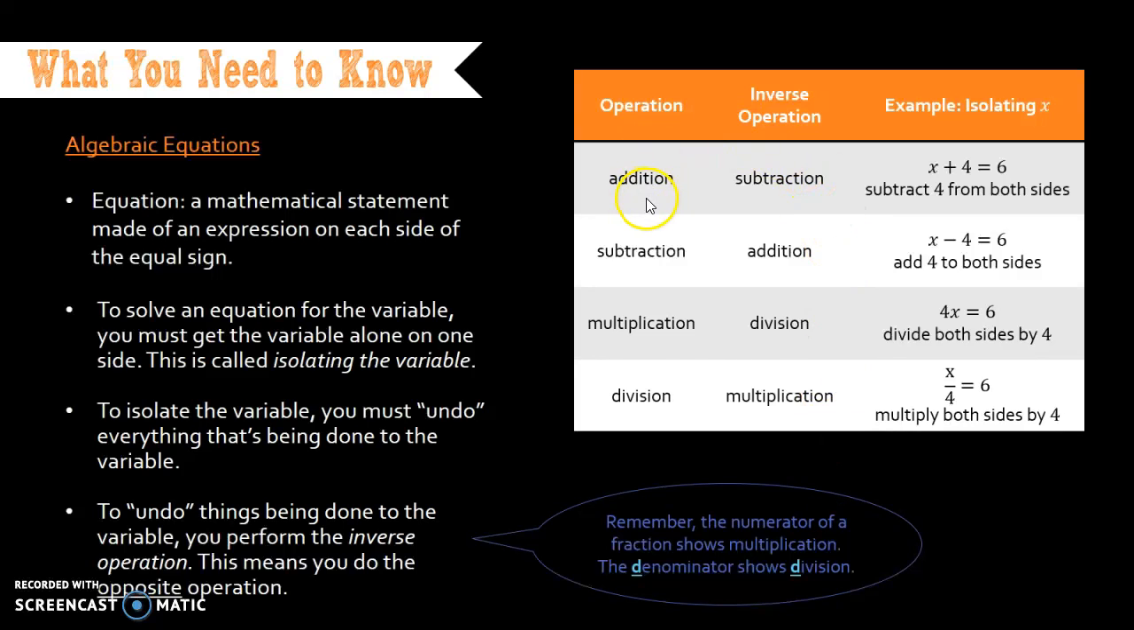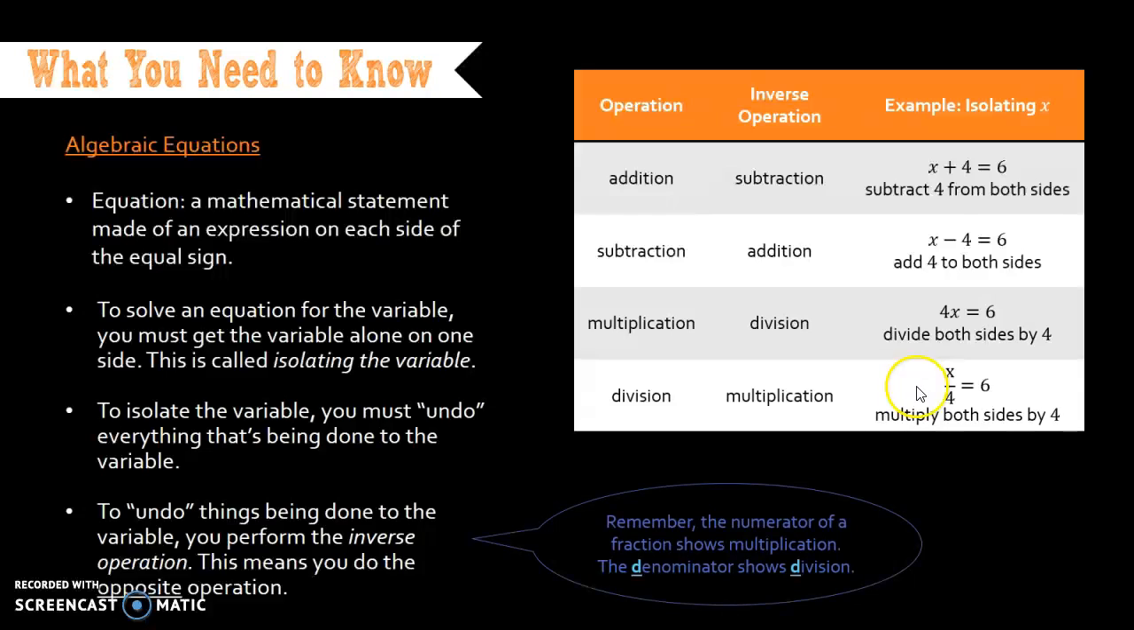The operation of addition has an opposite or inverse of subtraction. So in this example right here, subtracting 4 from both sides would be how to isolate the variable x. In this one, subtraction is what is being done, so we do the opposite. We would add 4 to both sides to solve this one. In the third line, multiplication is what's being done to the variable, so we do the inverse, which would be division, divide both sides by 4.